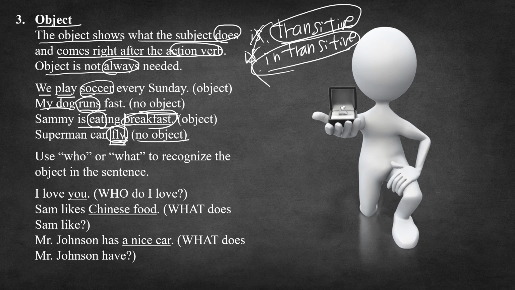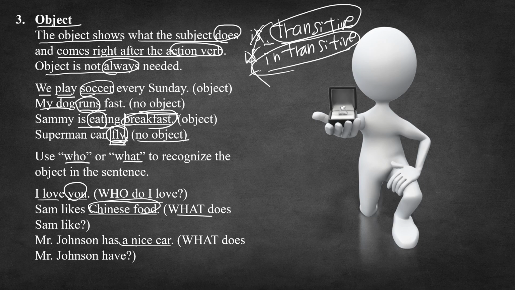So from now on, when you take a look at the verbs, try to figure out whether the verb is transitive or intransitive. If it's transitive, you need an object. If it's intransitive, you don't need an object. Usually you can use who or what to recognize the object in the sentence. I love you. You is the object. Who do I love? Sam likes Chinese food. Chinese food is the object. What does Sam like?